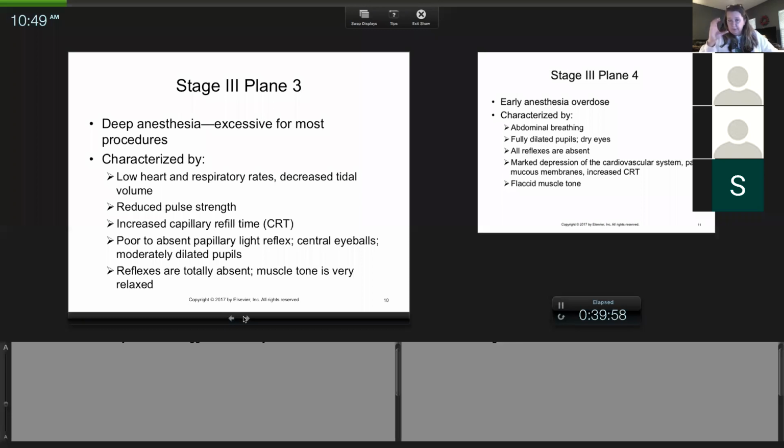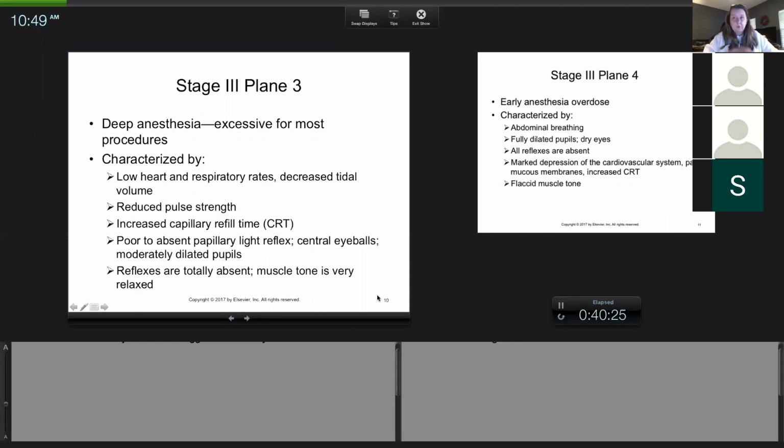The light reflex is going to be diminished. The big thing here is central eyeballs. Remember when I said they're stage 3, plane 2, they're looking at their nose. As they go deep, those eyes are going to start to rotate back central. So if your eyes are starting to come up again, then they're probably starting to get a little deep.